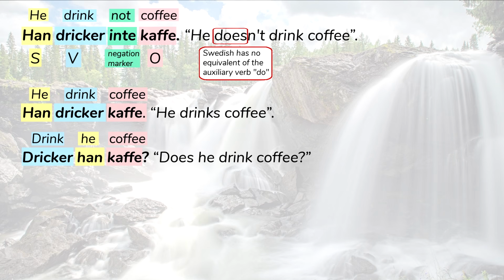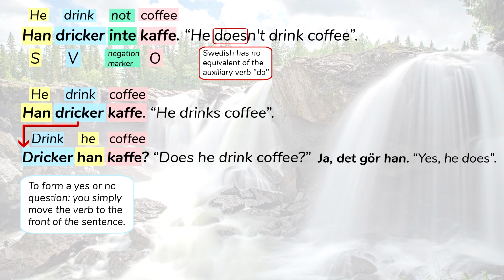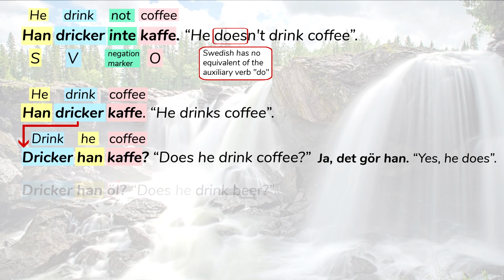Dricker han kaffe? Does he drink coffee? Ja, det gör han. Yes, he does. As you can see from this question, in Swedish it's very simple to form a yes or no question. You simply move the verb to the front of the sentence. Dricker han öl? Does he drink beer?